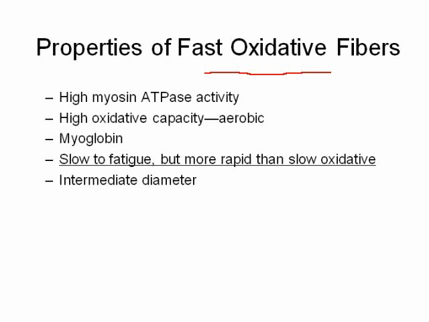Fast oxidative fibers, kind of a combination of the two. They have a high myosin ATPase activity, high oxidative capacity. They're aerobic. They have myoglobin because, of course, they're oxidative. They're slow to fatigue, but they're more rapid than the slow oxidative fibers. And they are intermediate diameter between the other two fiber types.